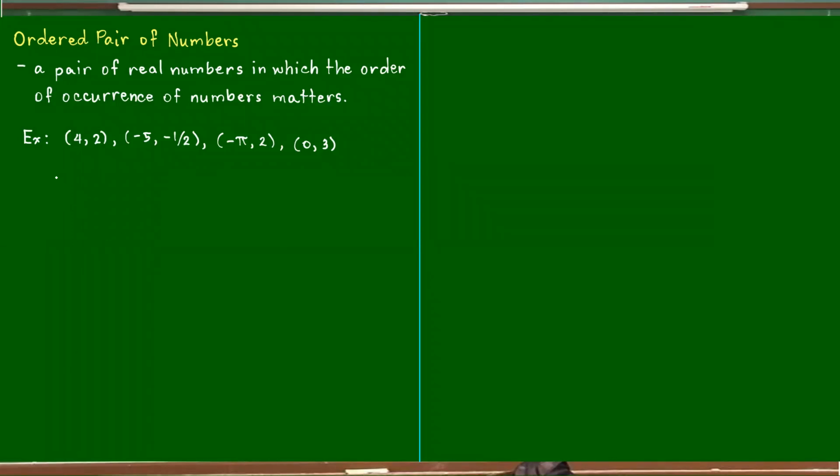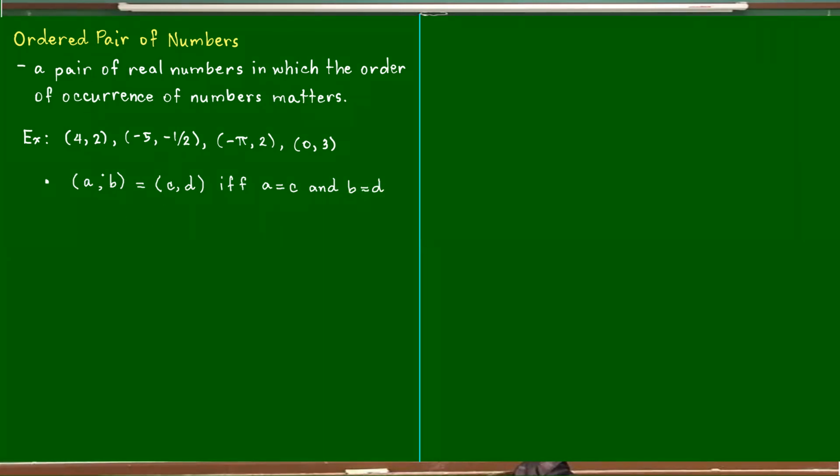Now, two ordered pairs of numbers are equal. Let's say the first is (A, B). That is equal to the ordered pair (C, D) if and only if A is equal to C and what, guys? And B is equal to D. Okay?